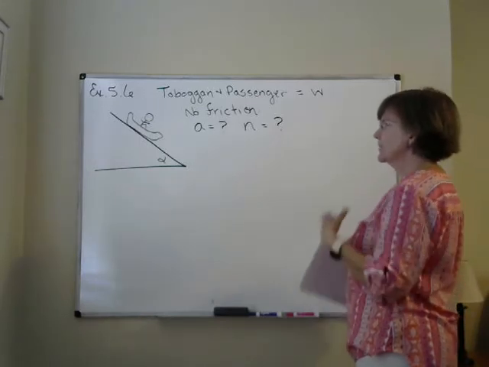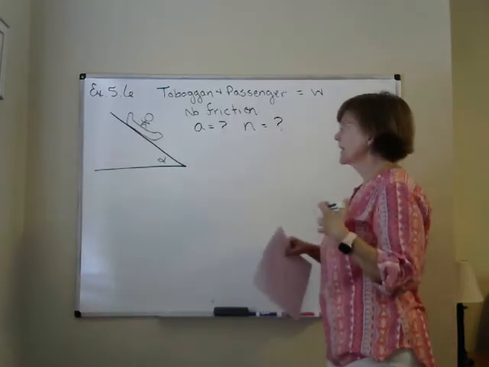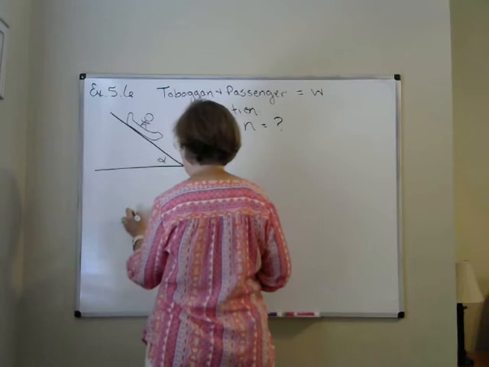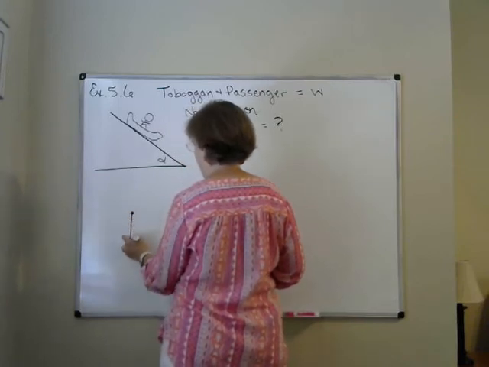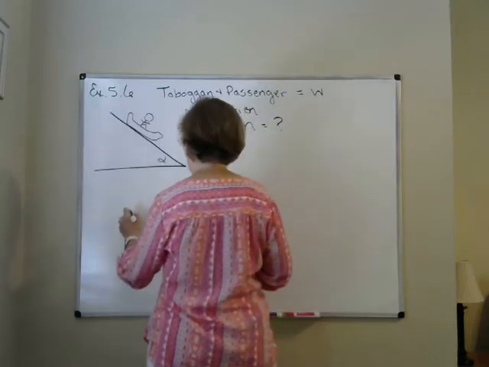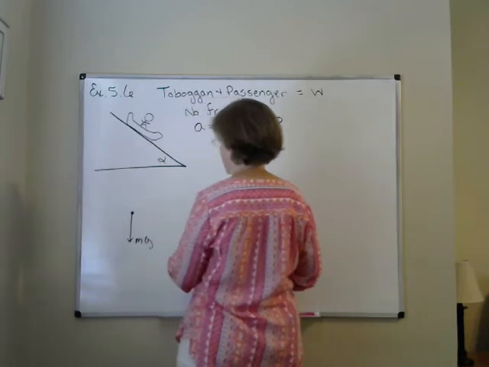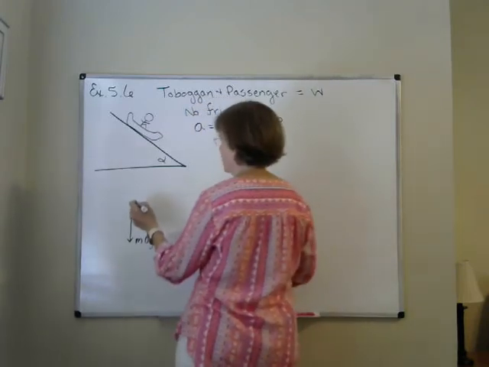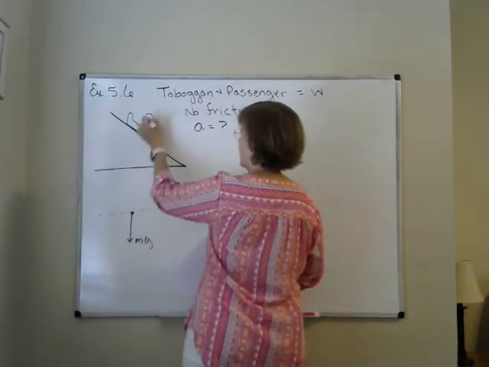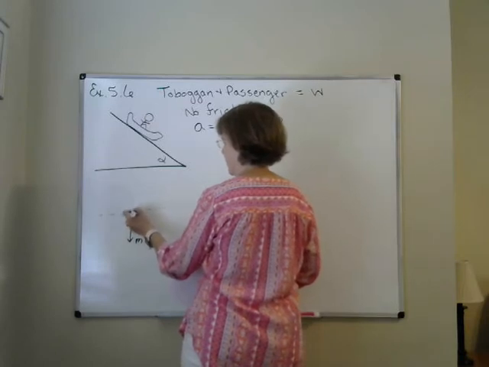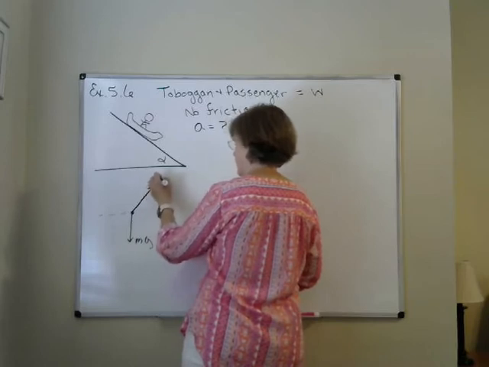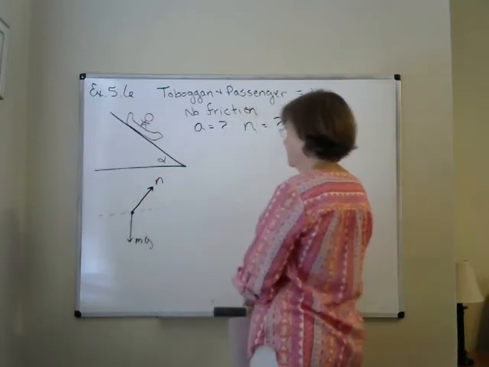Obviously, the very first thing we're going to need is to draw that free body diagram. It's going to help me know how to set this up. The object has weight that comes straight down, and there's no friction. There is a normal force. The normal force, of course, is going to be pointing perpendicular to the surface. So the normal force points at an angle like this.